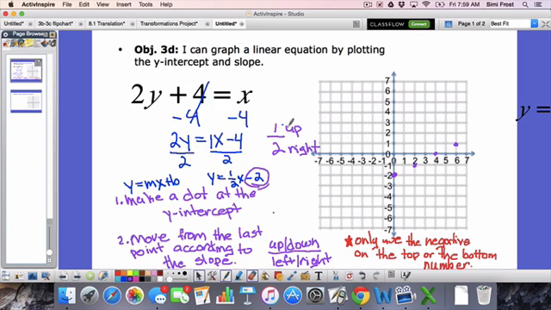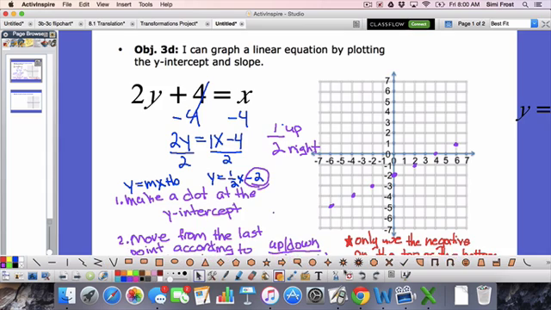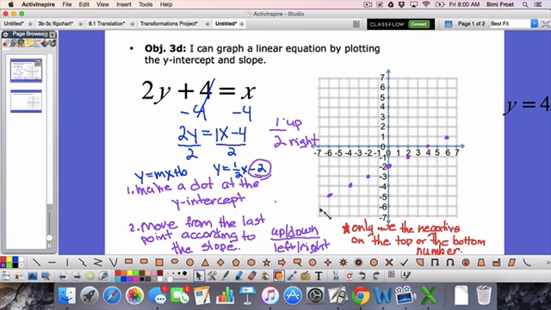To finish off my line in the other direction, I'm going to do the opposite here. So down 1 over 2, down 1 over 2, and then I can go ahead and draw in my line. There we go. That is graphing a linear equation by plotting the y-intercept and the slope.